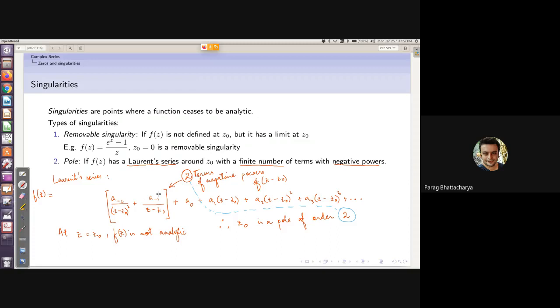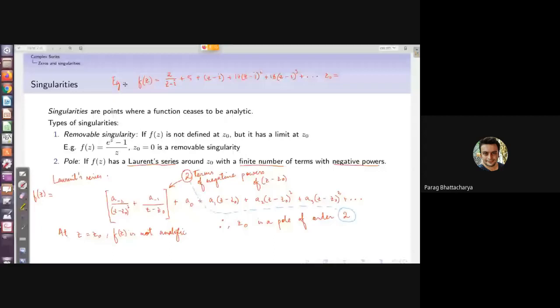If I have an example like this, let's say f of z is equal to 2 by (z minus i) plus 5 plus (z minus i) plus 17 (z minus i) squared plus 18 (z minus i) cubed and so on. Which is the pole? If I put z equals i, i minus i gives 0, so 2 by 0. This term is going to blow up, and as a result we get a singularity. So z naught equal to i is a pole.